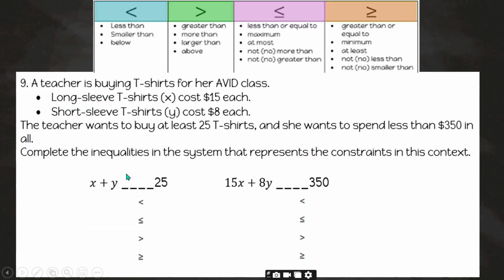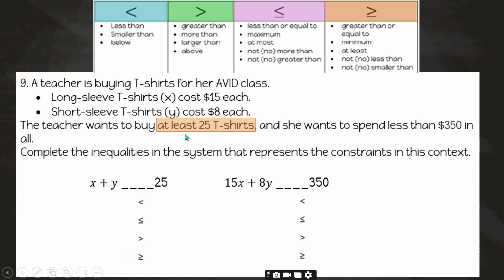All right, last but not least, actually this is kind of my least favorite question because it's not really testing anything, just except for that you can read. So a teacher wants to buy long sleeve t-shirts for 15, short sleeve t-shirts for 8. They've already written the 2 inequalities for you. You just have to select the correct inequality symbol.